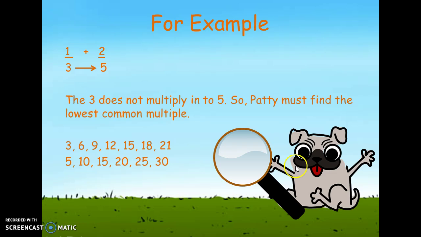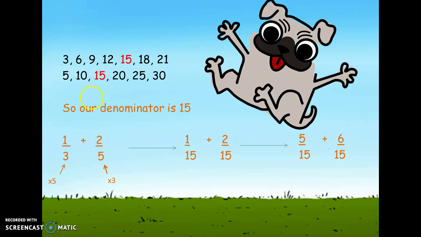Patty's going to solve this by finding the lowest common multiple. Here are some multiples of 3: 3, 6, 9, 12, 15, 18, 21. Here are some multiples of 5: 5, 10, 15, 20, 25, 30. Can you find the lowest common multiple between 3 and 5? If you said 15, you're right on.